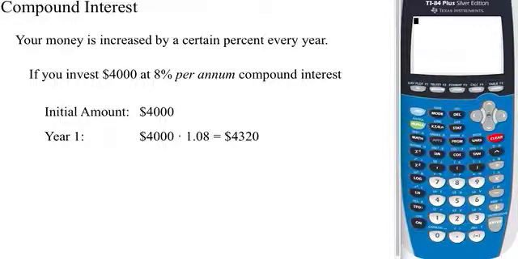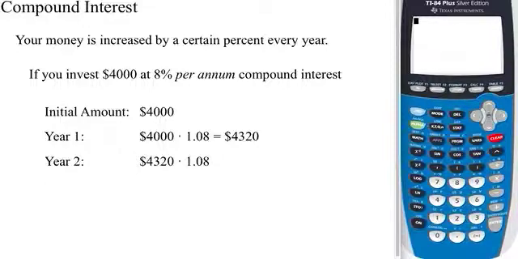Remember from yesterday, this is 100%, this is the original amount you had. And then the 0.08, this is the 8% increase. Okay, so 1.08 means 100 plus the 8% increase. So after 1 year, multiply by 1.08 and you'll get 4,320.